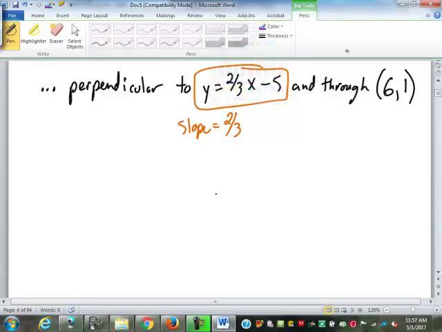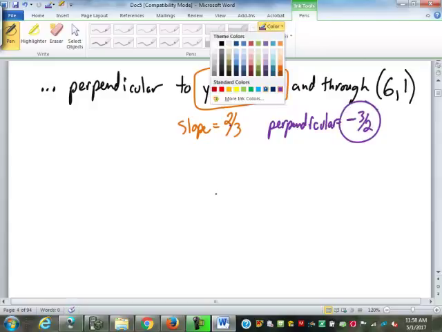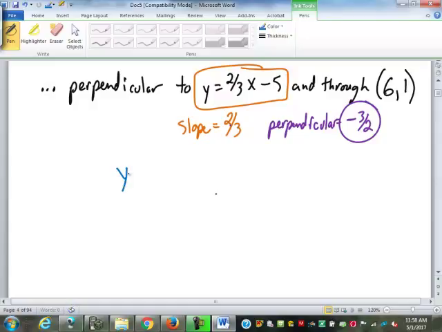Now this time we're not looking for the parallel, we're looking for a perpendicular. So the slope of the perpendicular will be opposite. This one's positive, so this will be negative. And reciprocal. 2 over 3 will become 3 over 2. So that's the slope we need. So we start out our equation: y equals negative 3 over 2 times x plus b.